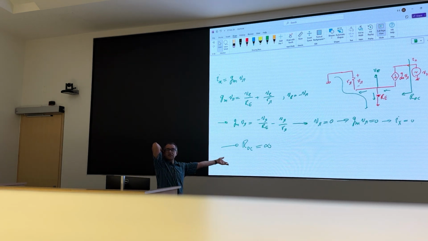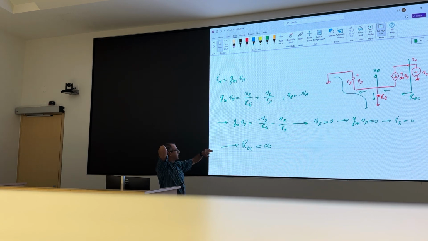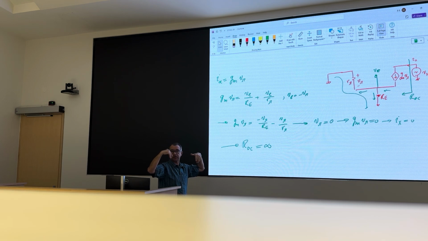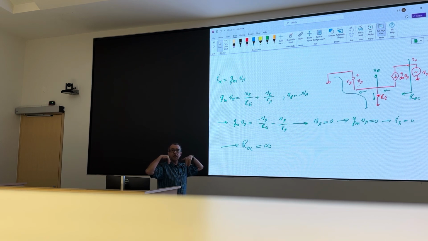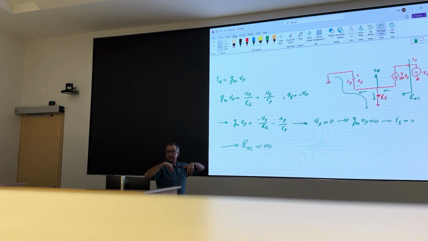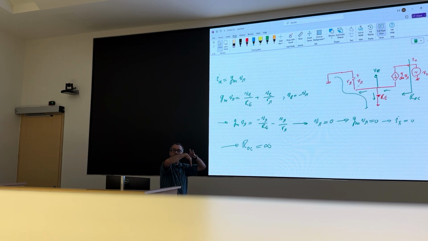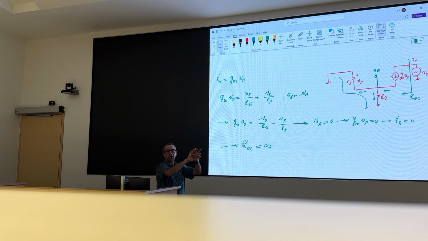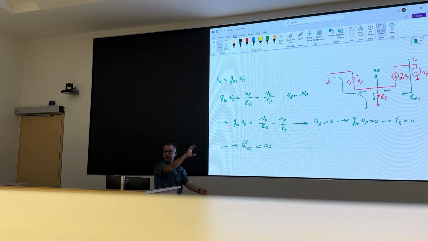So here is another point to remember. When you look into the collector of a BJT, you usually see an open circuit. It's an infinite resistance. When you look into a collector terminal, you see an open circuit. You look into the base, you see R pi plus beta RE. What do we have for RE?